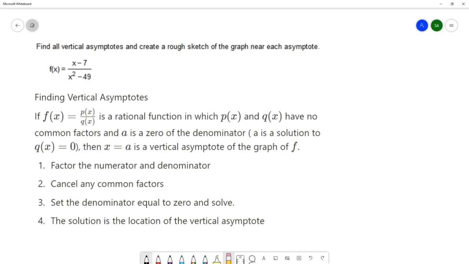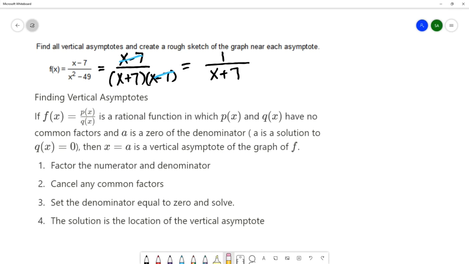So if I factor the numerator, well, the numerator's already factored, but the denominator is the difference of squares. That's x plus 7 times x minus 7. So before finding vertical asymptotes, I need to cancel out those common factors and write this rational function in lowest terms as 1 over x plus 7. Then, once I've done that, I'm going to look for a 0 of the denominator, and that 0 is going to be the vertical asymptote.